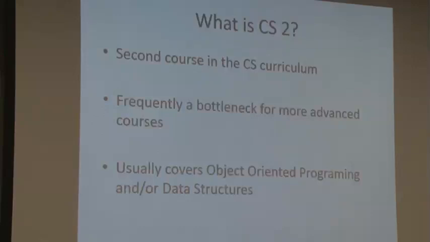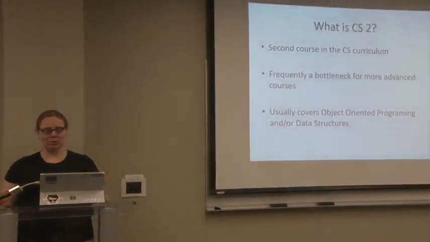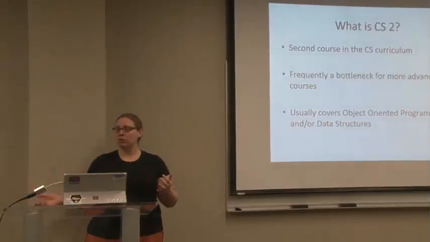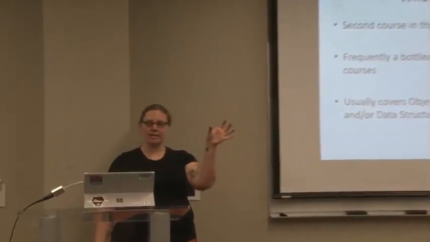How do we represent data? So CS2 is generally about data representation in computer science. And again, it's the first course where you get a little bit theoretical. It's also frequently a bottleneck for more advanced topics. A lot of CS curriculums look like you take CS1, you take CS2, and then after that there's 3 or 4 classes you can take, and then after that you really get access to the rest of the curriculum. It usually covers object-oriented programming and or data structures, and I'm going to talk a lot about this piece in just a second.